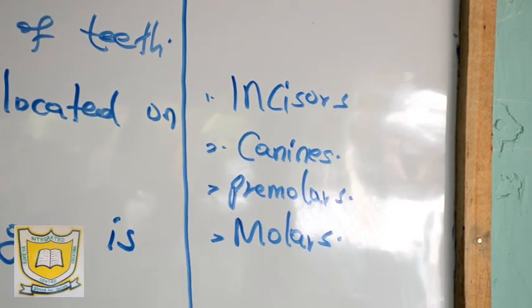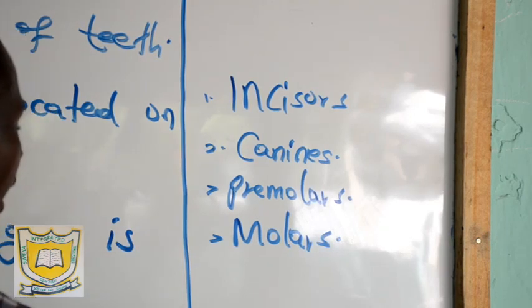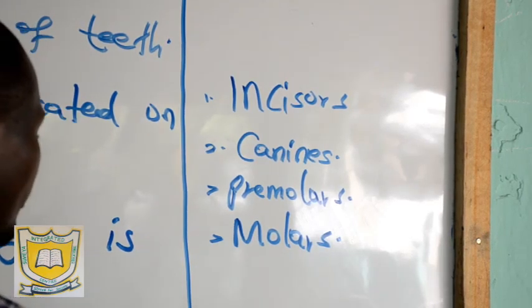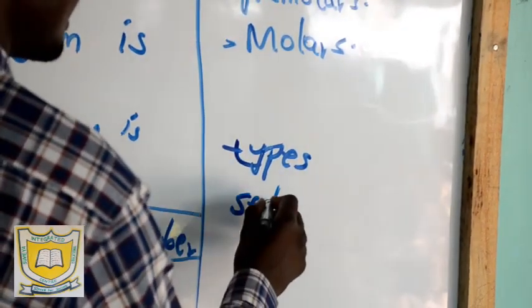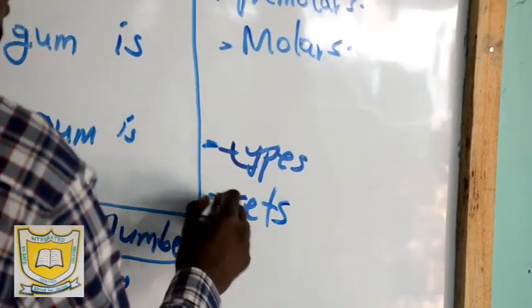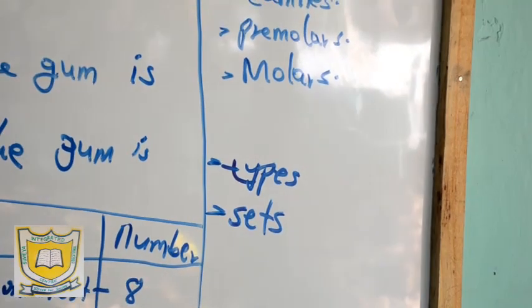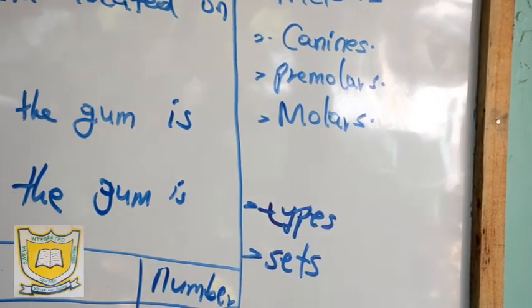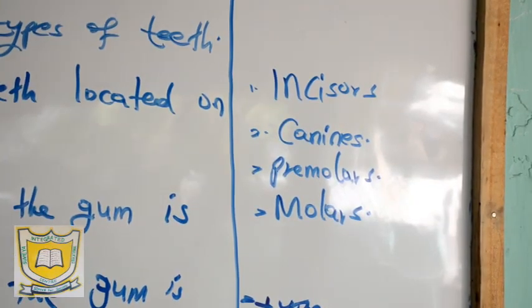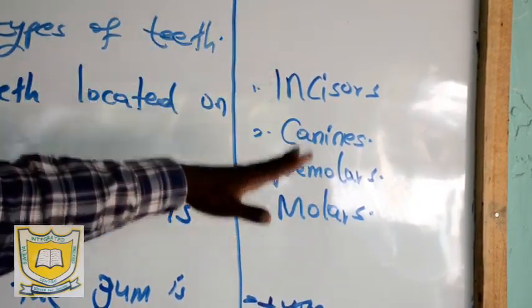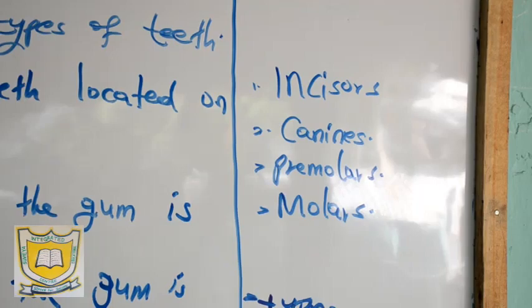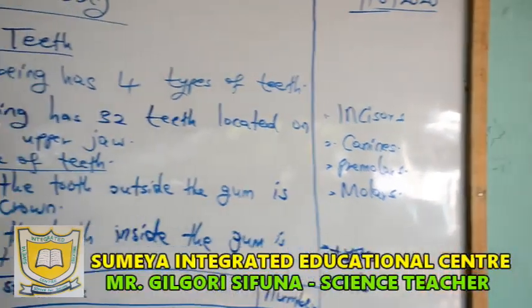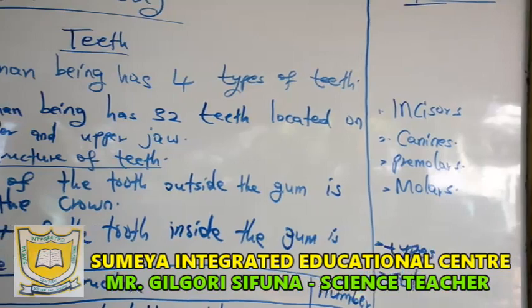Now, when you talk about teeth, you might be asked the types of teeth. We have the types of teeth. We have the sets of teeth. So there is a difference between types of teeth and sets of teeth. We have 2 sets of teeth, but we have 4 types of teeth. Now, the types are here. We have the incisors, the canines, the premolars, and the molars. Now, when we talk of the 2 sets, I will have to talk about the 2 sets later on.